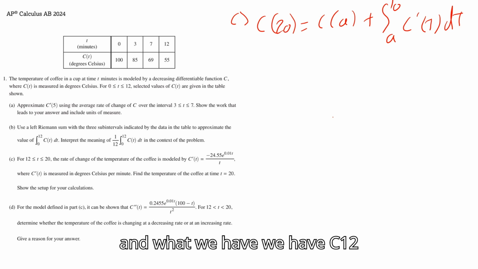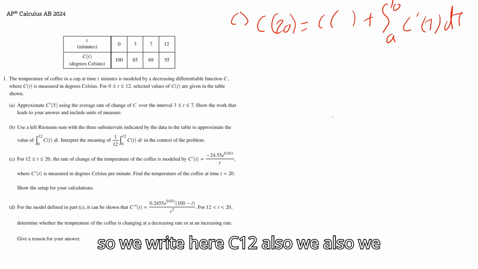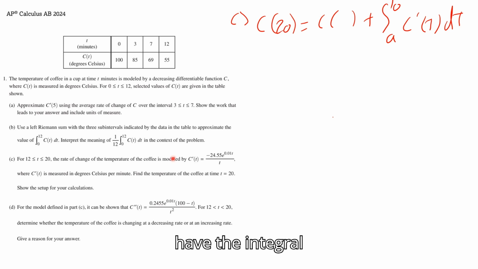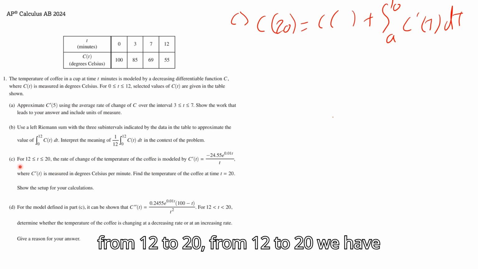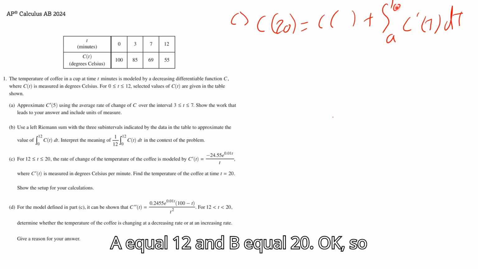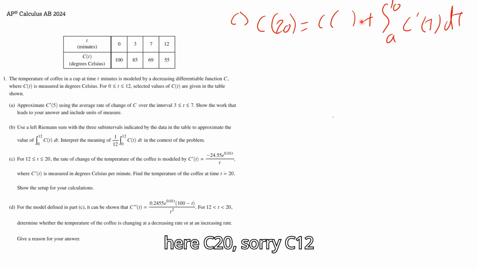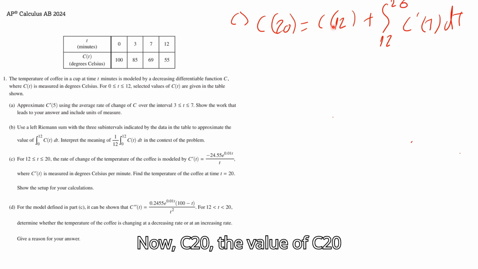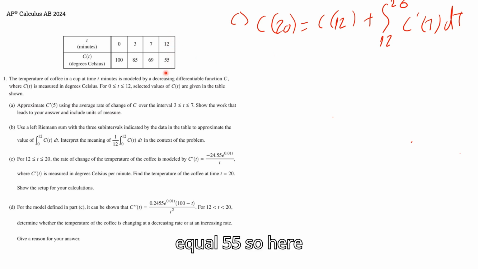And what we have is C(12). So we write here C(12). Also we have the integral from 12 to 20 of C prime, so we can use here a equal 12 and b equal 20. So here C(20) minus C(12). Now C(20), the value at 20, equals 55, so we write here 55.